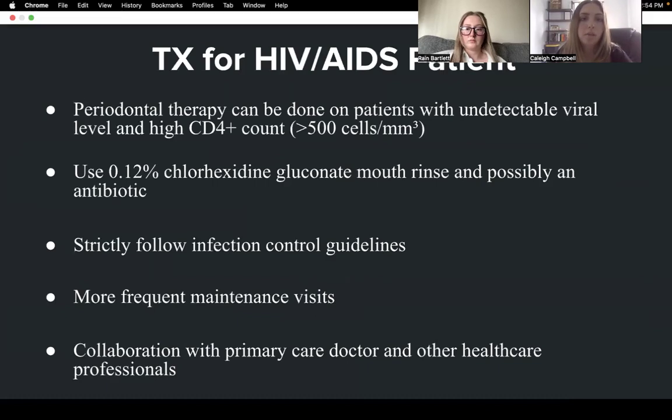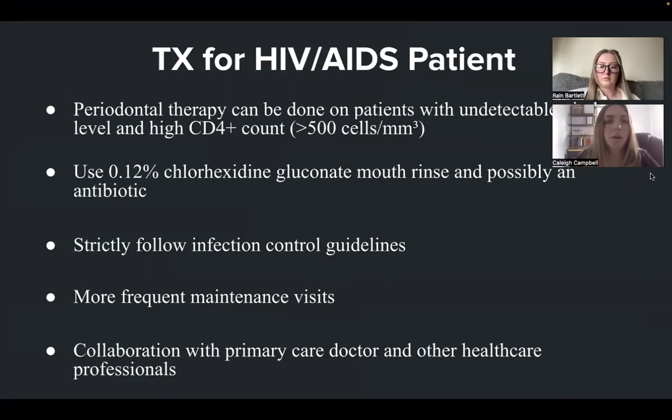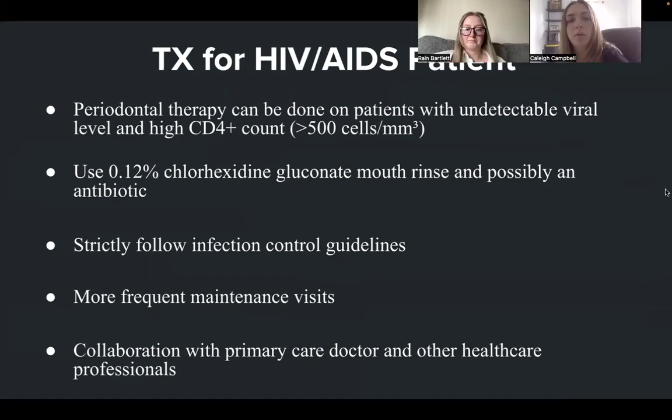Some treatment for HIV and AIDS patients. They are able to undergo periodontal therapy if they have an undetectable viral level and a high CD4 T cell count. So this really is going to want to be above 500 cells per millimeter cubed of blood. And all this information can be obtained by collaborating with the primary care doctor and other healthcare professionals that see this patient as well. And then you're going to want to use a 0.12% chlorhexidine gluconate mouth rinse.